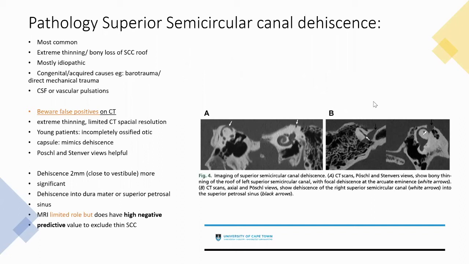So although MRI is not recommended as an investigation modality for third window lesions, in this particular instance, it can have a high negative predictive value. That's when you have a very thin semicircular canal. It helps you to kind of exclude whether or not there's a very thin semicircular canal. So perhaps if you're unsure, MRI does have a limited role, but shouldn't be the first investigation that you request.